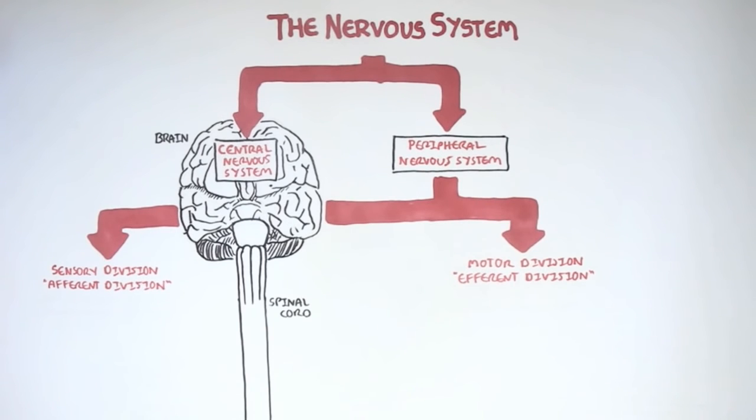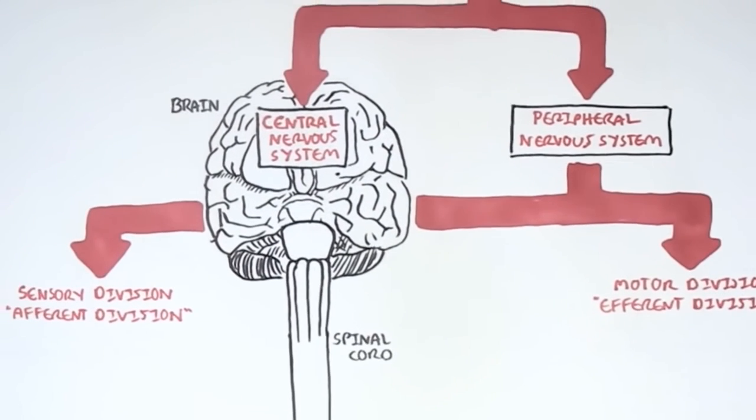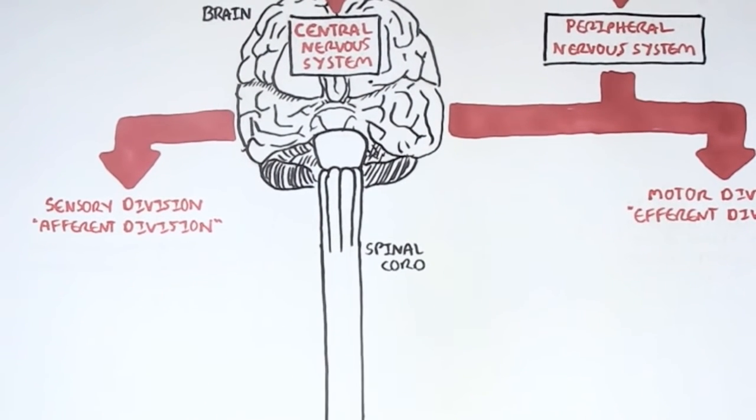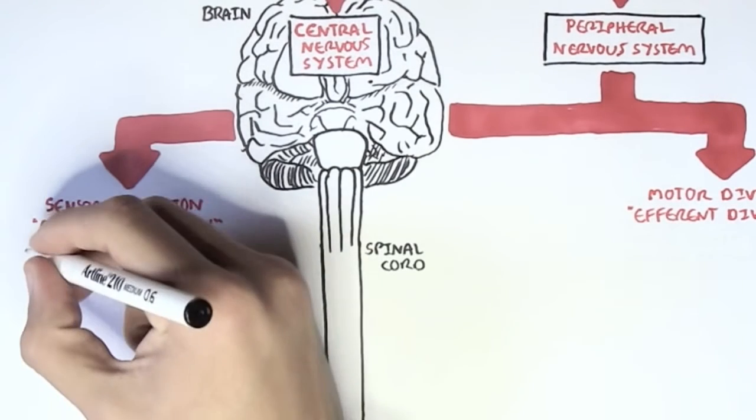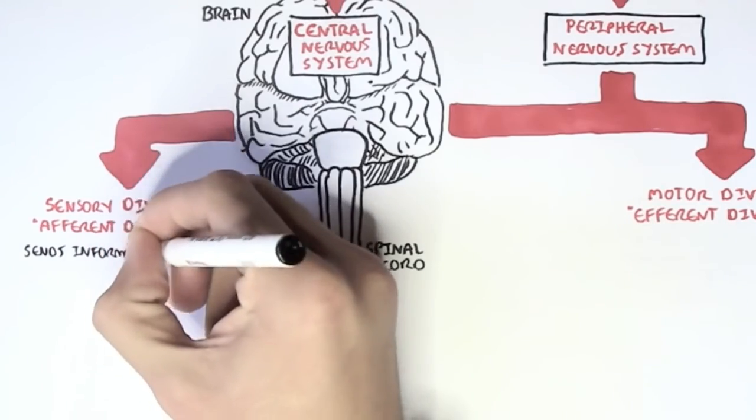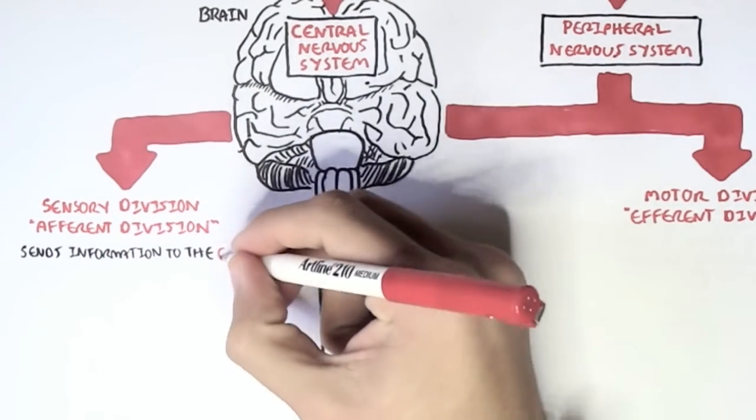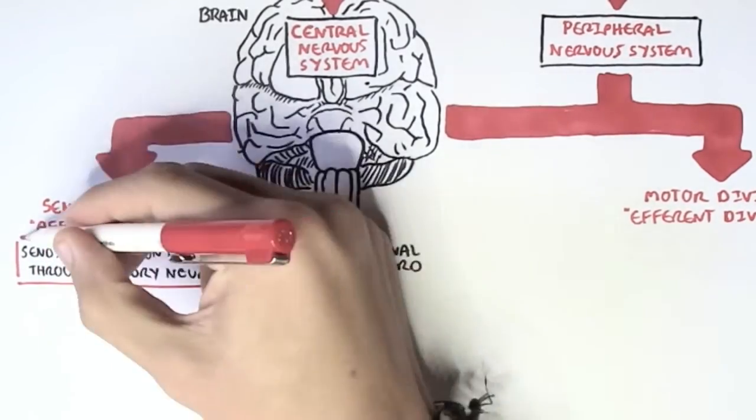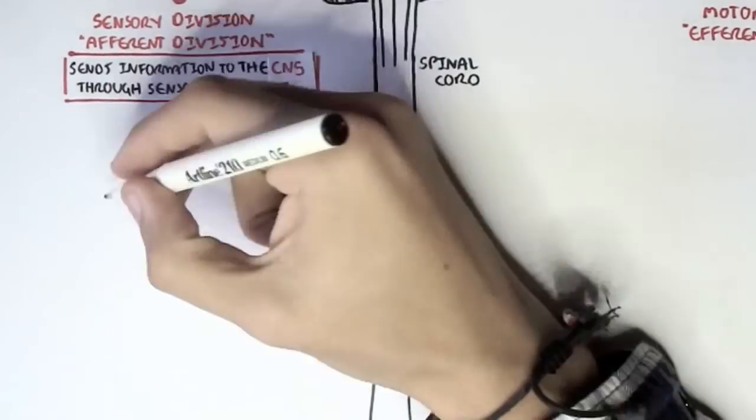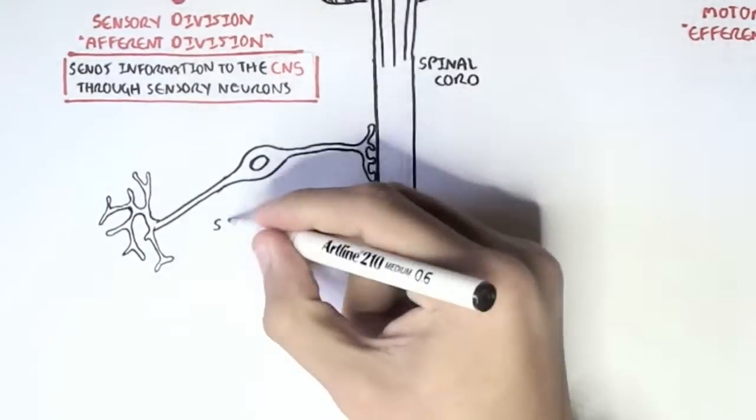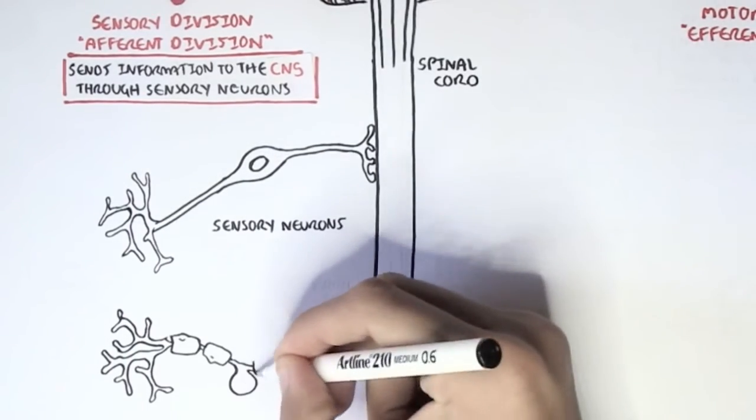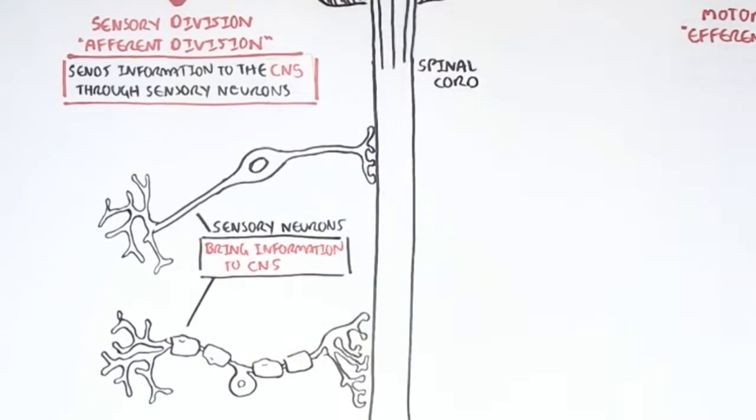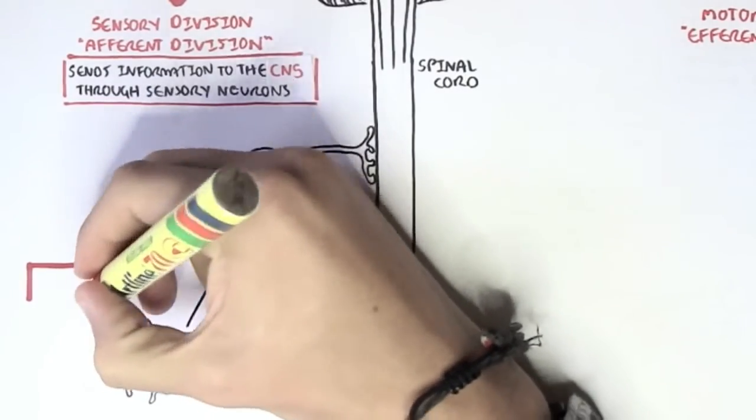Let's focus on the sensory division of the peripheral nervous system first. That is the afferent division. The sensory division is for sensing things such as sight, smell, touch, and even pain, for example. The sensory division basically sends this information to the central nervous system through sensory neurons. So the afferent division of the peripheral nervous system is basically where we have these sensory neurons here. For example, they will bring information to the central nervous system, to the CNS, to the spinal cord as shown.